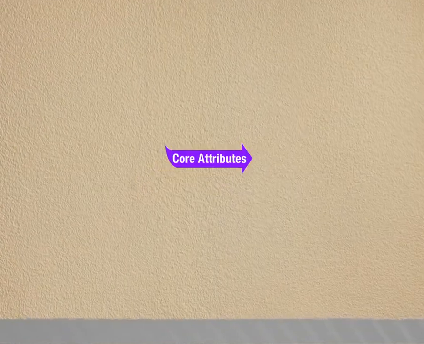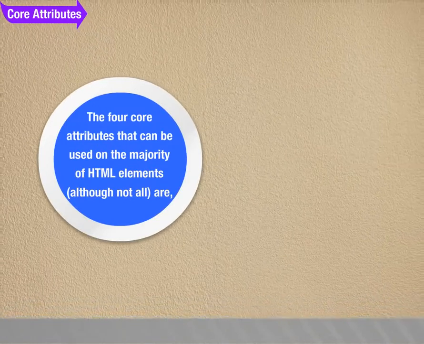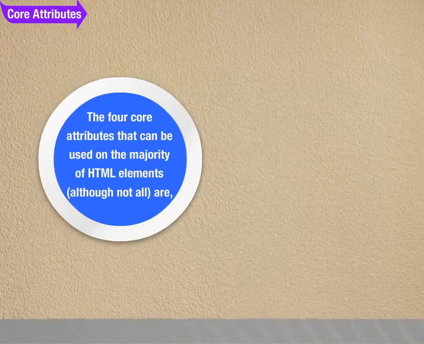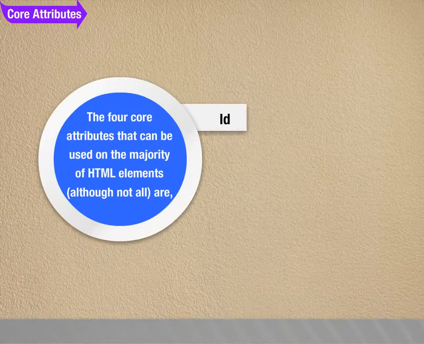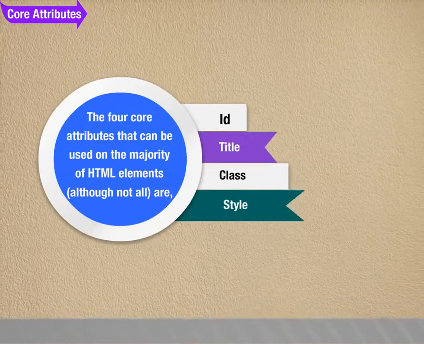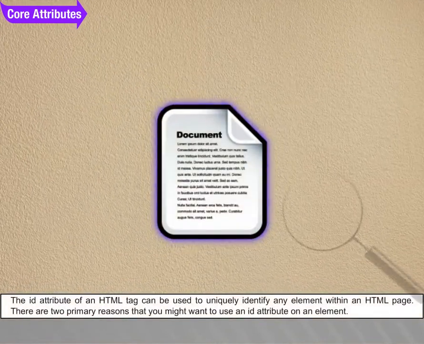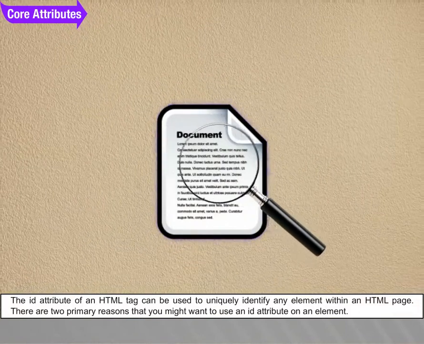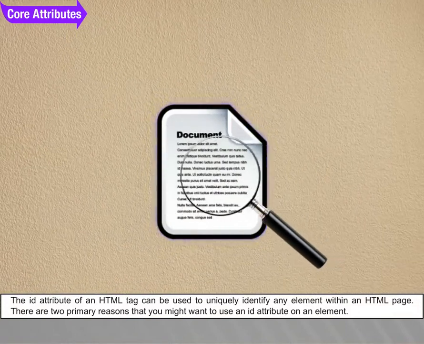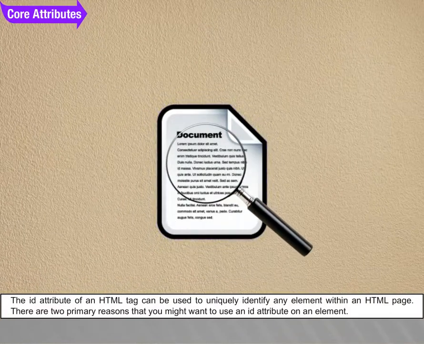Core attributes. The four core attributes that can be used on the majority of HTML elements, although not all, are ID, title, class, style. The ID attribute of an HTML tag can be used to uniquely identify any element within an HTML page. There are two primary reasons that you might want to use an ID attribute on an element.